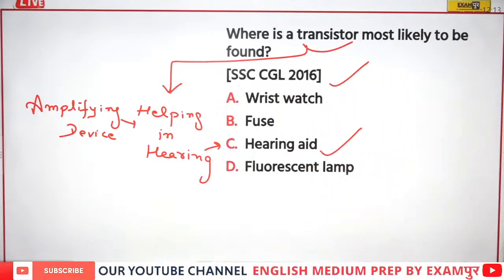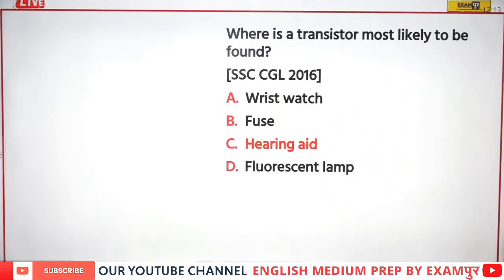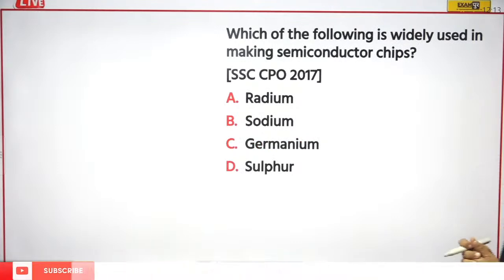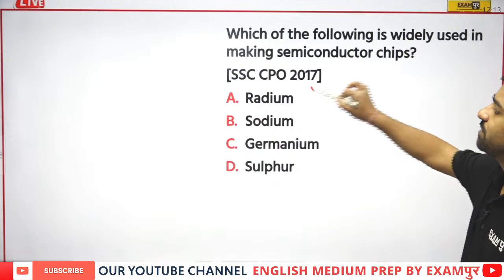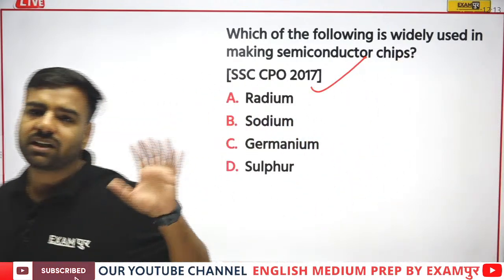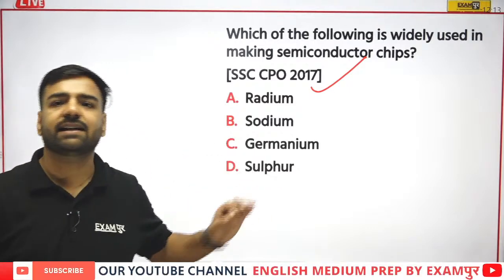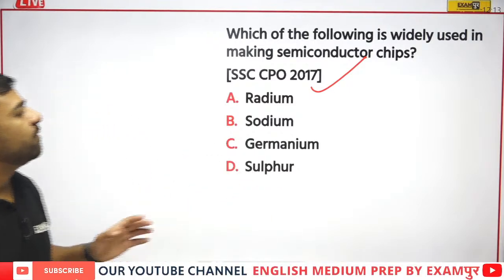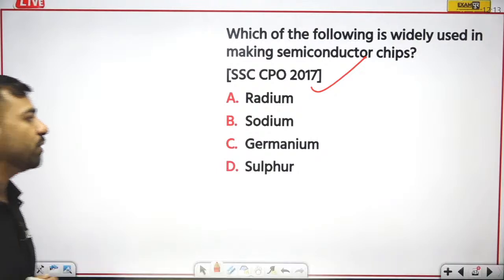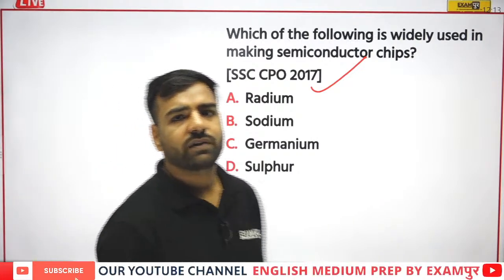Okay, cool. So let's move forward with the next question. Which of the following is widely used in making semiconductor chips? Very basic question, but from CPO 2017. Just have a look, what kind of questions are asked. Once we are clear with all the concepts, we can easily answer them. So yes, answer please. Is it radium, sodium, germanium or sulfur? What will be the correct answer over here?